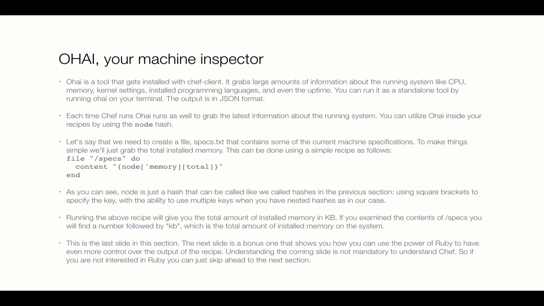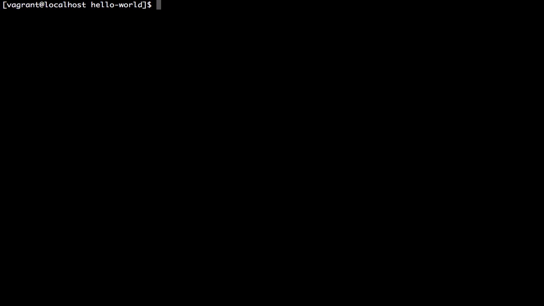So let's have a look at this interesting example. We are going to use Chef to write a file that is called specs, and this file is going to contain information about our machine. In particular, it is going to write the total amount of installed memory. So let's have a look at our example system. Let's clear the screen and let's create a recipe that is called specs.